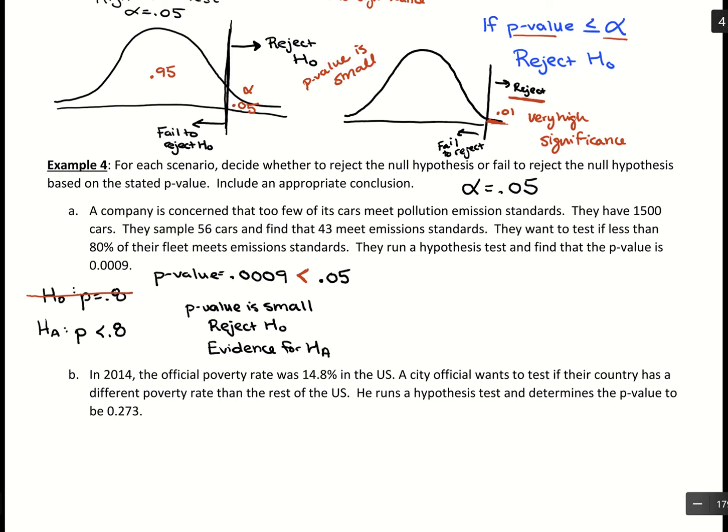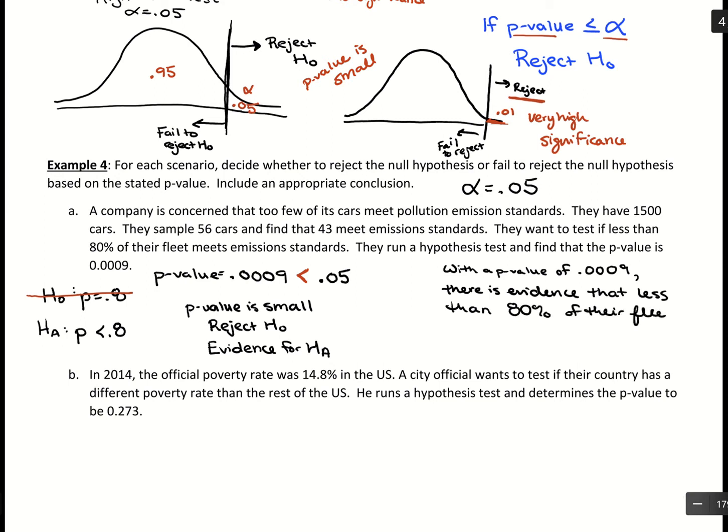So what we could claim here, if we want to make a full conclusion, is we state our p-value. So with a p-value of 0.0009, we have evidence that that proportion is less than 0.8. There is evidence that less than 80% of their fleet meets emission standards.